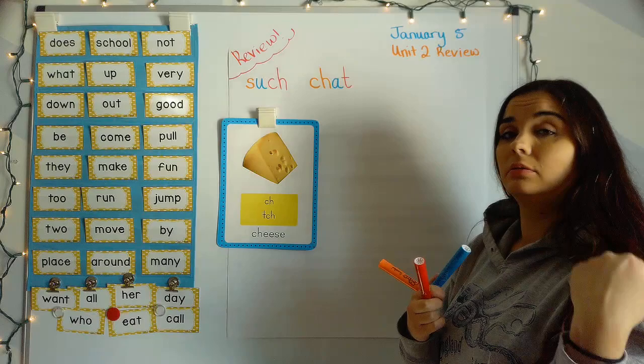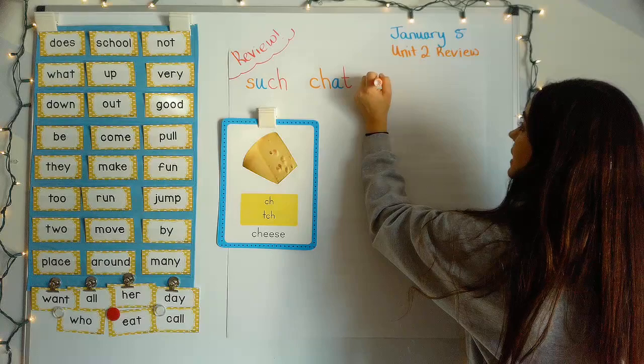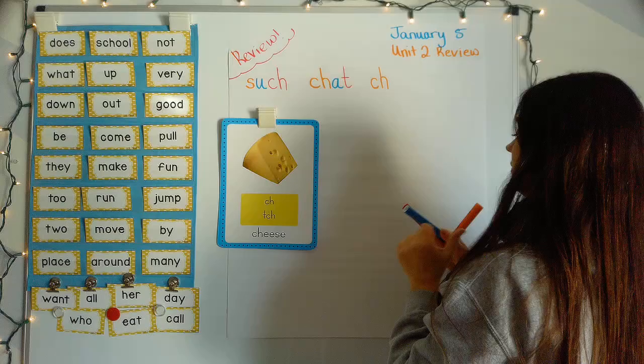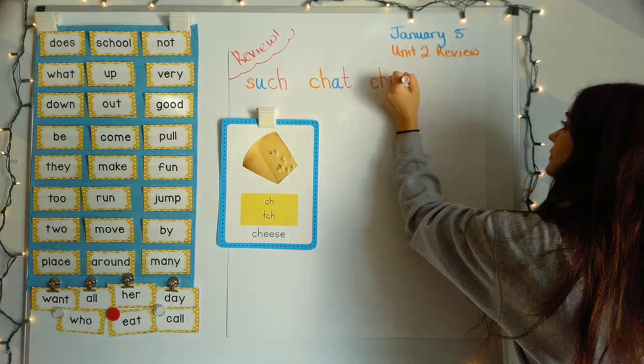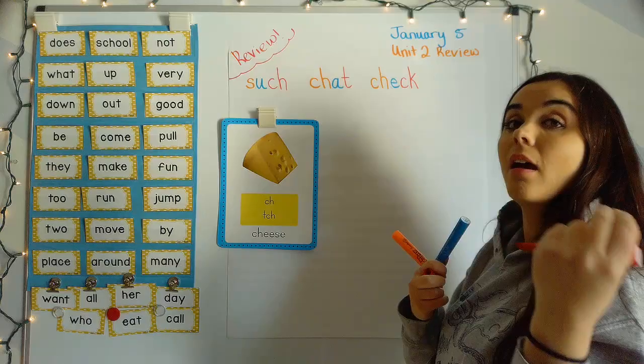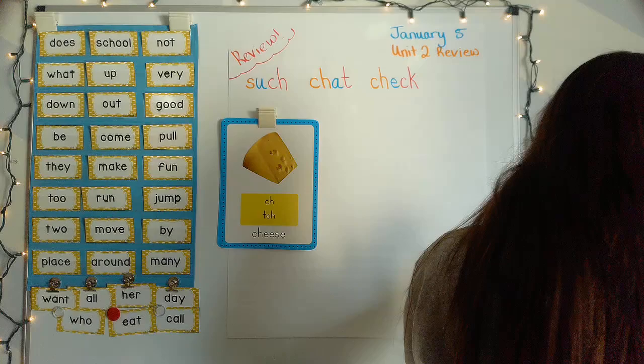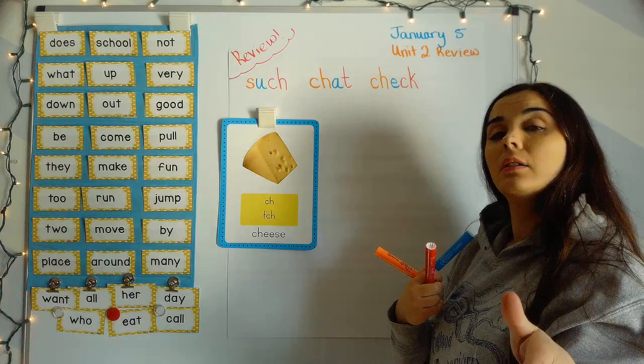Check. So at the beginning of this word, check, we've got ch. E says eh. And remember C and K, you can see those two together and they say k. They work together like buddies. Ch, e, k, check. Excellent. Next word, rich. Your turn. R, I, ch, rich.